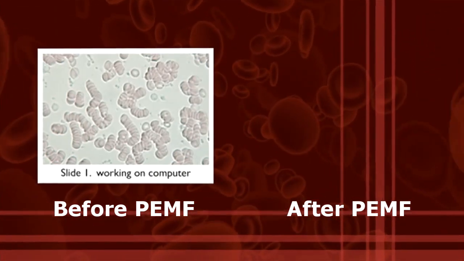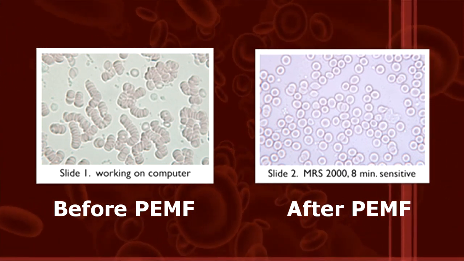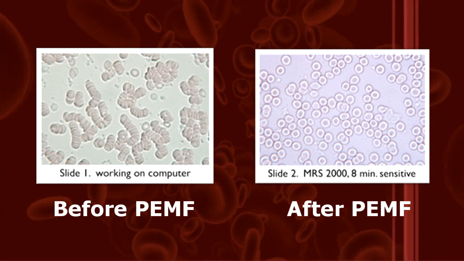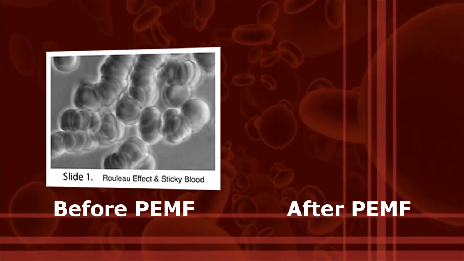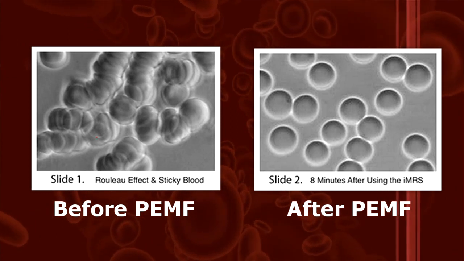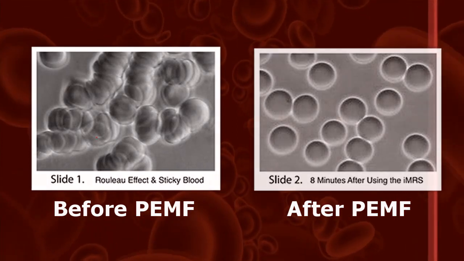You can see on each of these cases on the left, before IMRS or before PEMF therapy, the clumping of the cells. After, you can see they're rounder, they're more energetic. It just improves the flow of the blood and enhances the ability to hold on to oxygen.